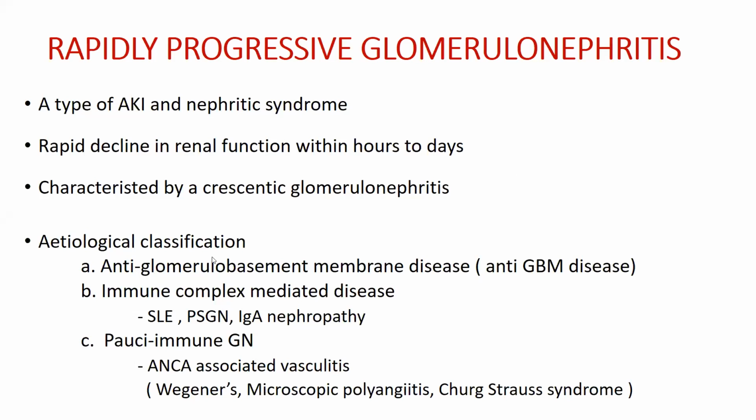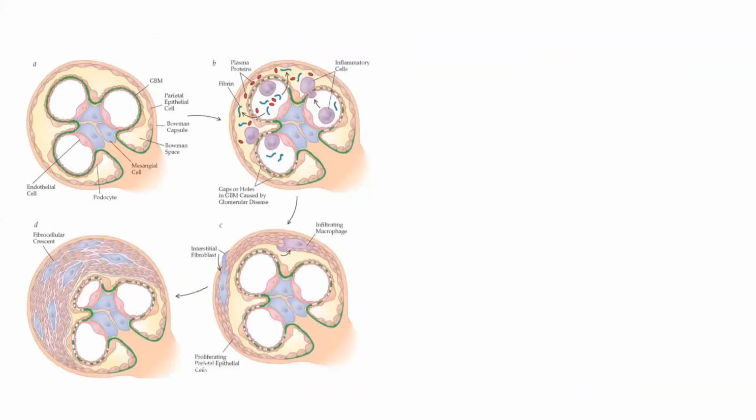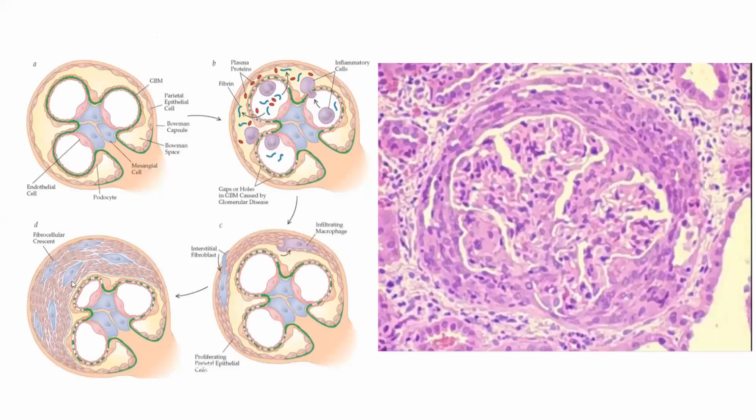It could be anti-glomerular basement membrane disease. It could be immune complex mediated diseases such as SLE, post-streptococcal glomerulonephritis, or IgA nephropathy, or it could be a pauci-immune GN such as ANCA vasculitis. Now, I'm sure you have been taught crescentic glomerulonephritis during your renal pathology lectures. So I'm not going to go into details, but I'll just show you what crescents look like.